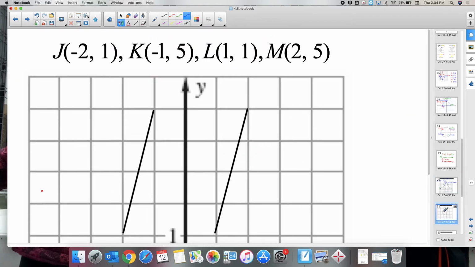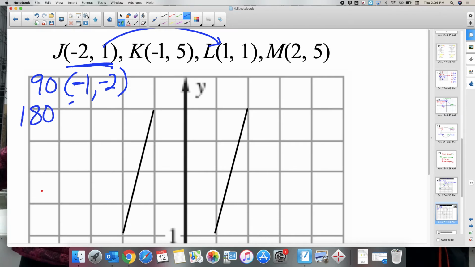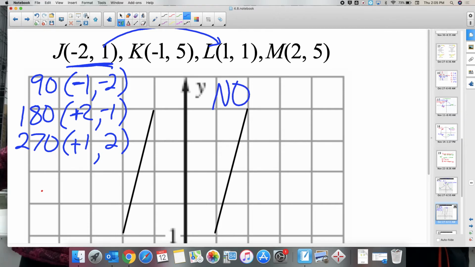Take a look at your second example then. Here's your point J. Take it 90 degrees. Flip your point. Change the sign of the new x. Did that get me to L? No, it did not. Then go another 90 degrees. What if I go 180? Apply the rule again. Flip them. Change the sign of the new x. Still didn't get me there. What about 270 then? Flip them. Change the sign of the new x. And it still did not get me there. So no, this is not a rotation.